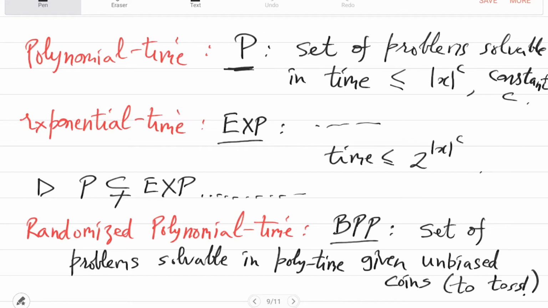So the answer it gives could be wrong with some error probability, and that probability we have taken to be less than or equal to one third. But it can be taken as any constant below half, and then it can be boosted to something very close to zero. So error can be made almost zero. Not exactly zero, but exponentially close to zero.